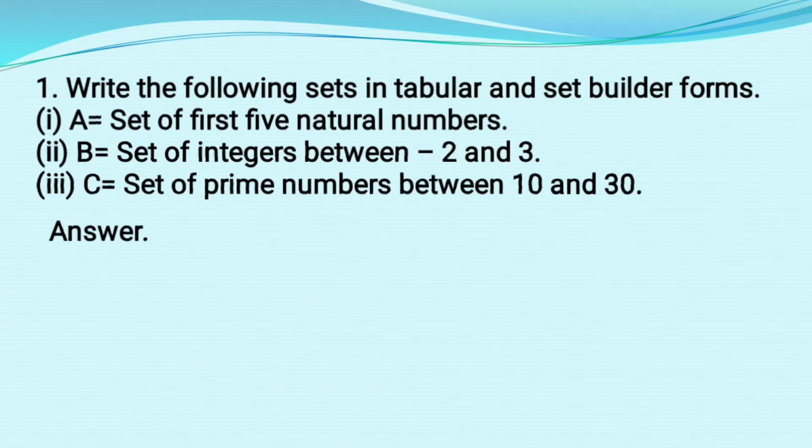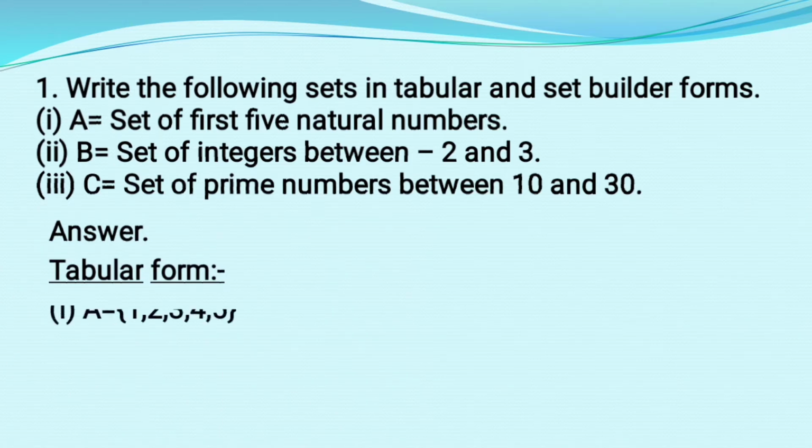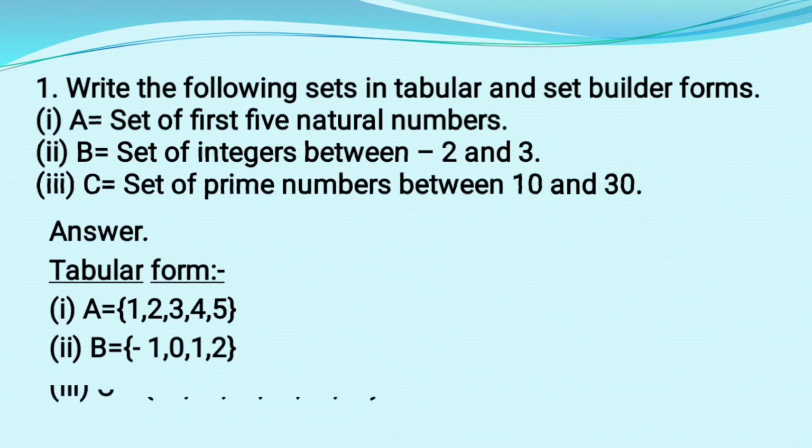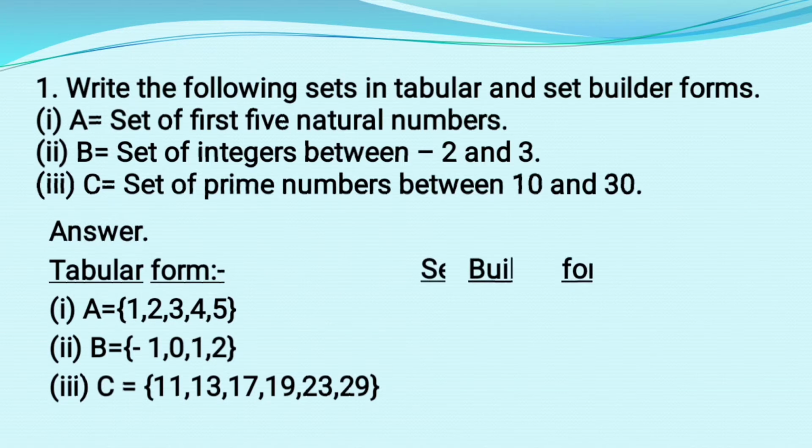Answers. In tabular form, these sets are: A equals first 5 natural numbers, that means 1, 2, 3, 4, 5. Set of integers between -2 and 3, we will write -1, 0, 1 and 2. Set of prime numbers between 10 and 30: 11, 13, 17, 19, 23 and 29. In set builder form, you have to state the property of sets.